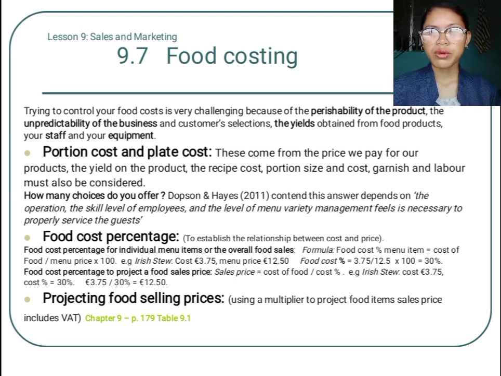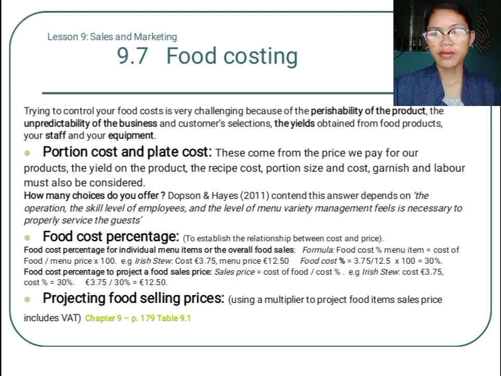So these come from the price we pay for our products, the yield on the products, the recipe cost and the portion size and cost, then the garnish and labor must also be considered. So as what I've said earlier na ang pag-cost is di nila gikuha sa kung pila ang ma-yield, ang nabayaran sa ingredients, the portion size, the garnish, and also nasa sweldo sa mga staff na nilihok pagtabang sa pagbuhat sa food na i-serve sa customers or sa guests. So next is the food percentage, then food cost percentage for individual menu items or the overall food sales.